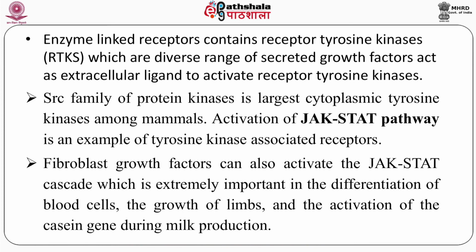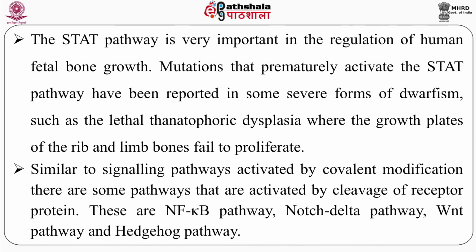Fibroblast growth factors can also activate the JAK-STAT cascade, which is extremely important in the differentiation of blood cells, the growth of limbs, and the activation of the casein gene during milk production. The STAT pathway is very important in the regulation of human fetal bone. Mutations that prematurely activate the STAT pathway have been reported in some severe forms of dwarfism such as lethal dysplasia, where the growth plates of rib and limb bones fail to proliferate.